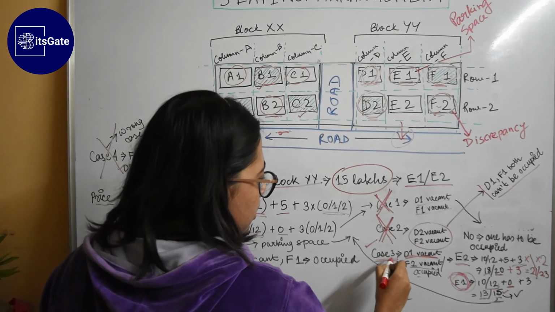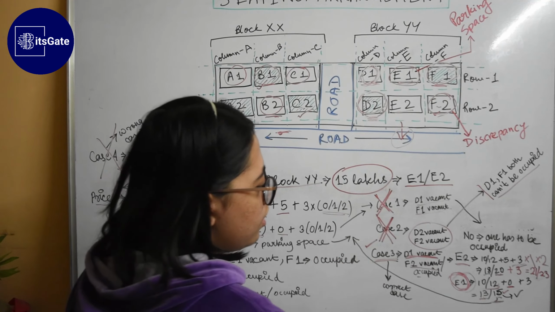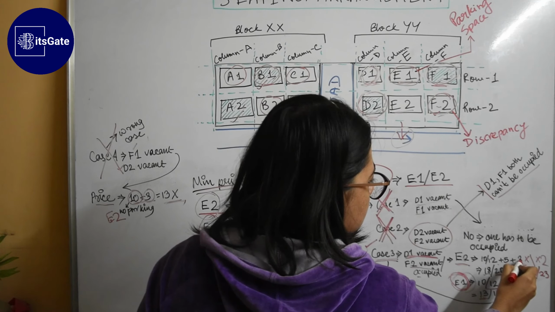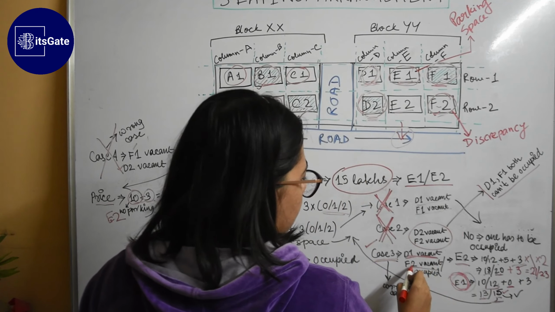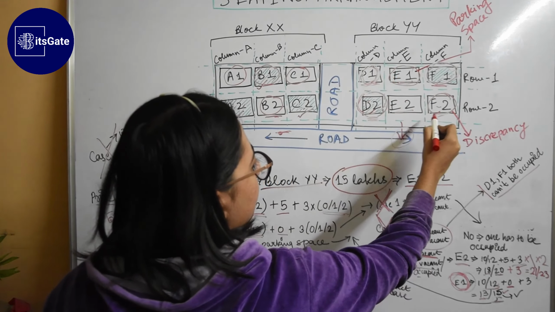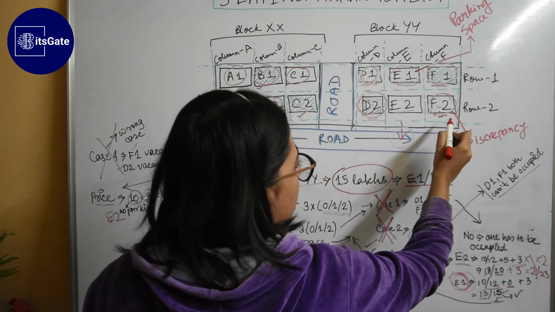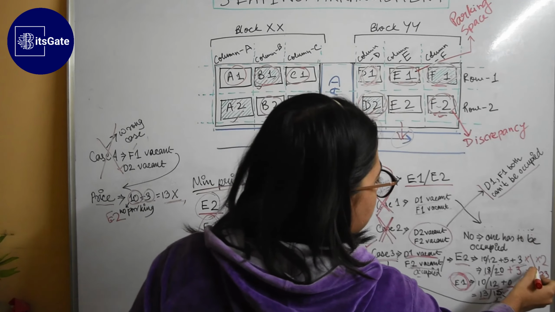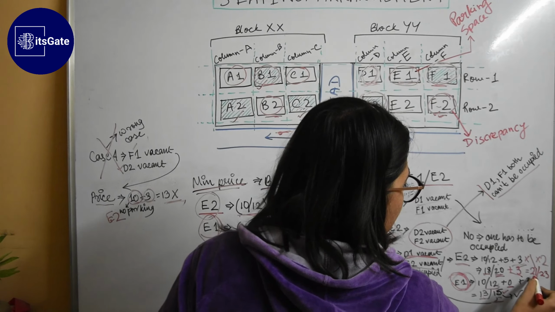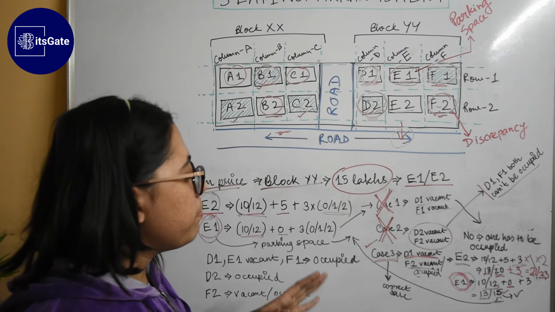So this case is also invalid. Now in case 3, D1 is vacant, F2 is vacant or occupied. For E2, 10 or 12 plus 5 for road plus 3 into 1 or 2 depending on whether F2 is vacant or occupied. Like D1 is vacant, then D2 is occupied, F2 is vacant, then there is one neighbor, plus 3. If F2 is occupied, then 2 neighbors, plus 6. Then it can be 18 or 20 plus 3, then 21 or 23. But E2 is not satisfying the condition that the minimum price is 15 lakhs.